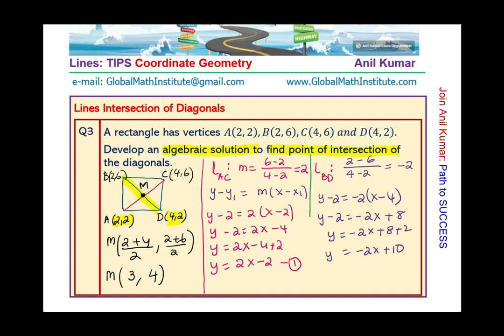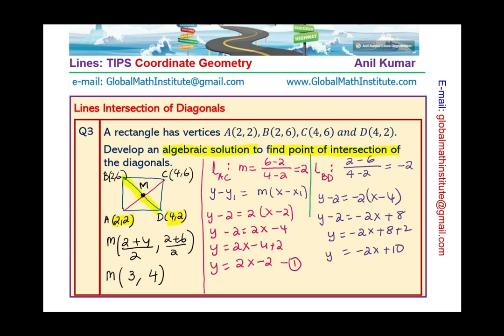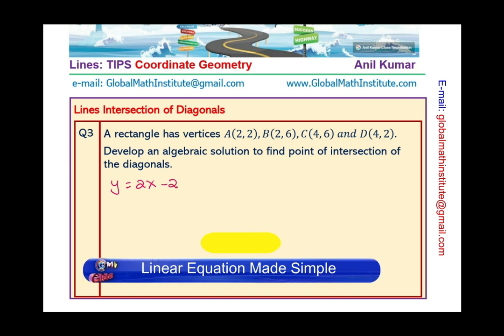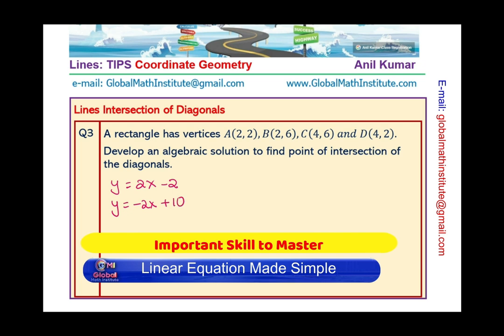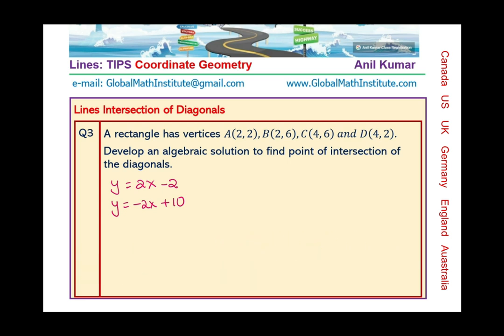So I'll take it on the next page and solve the two equations. Perfect. So the two equations for us are y equals 2x, which is the rising line, and the other one is y equals minus 2x plus 10, the falling line. These are the two equations which we have with x and y intercepts.